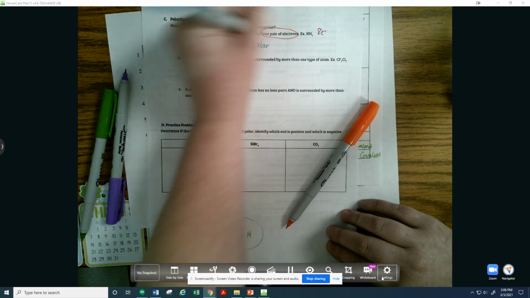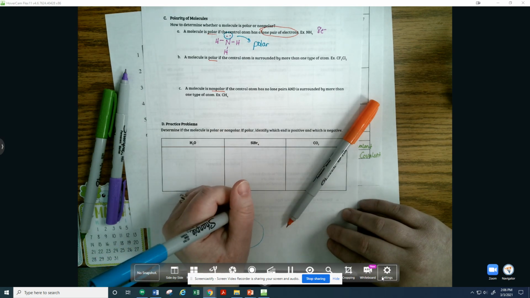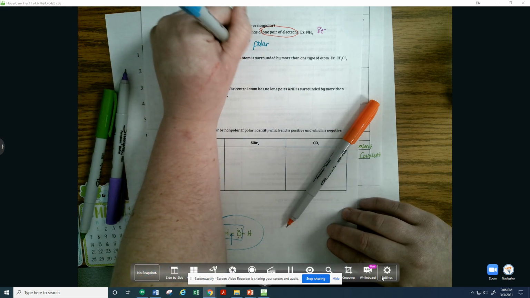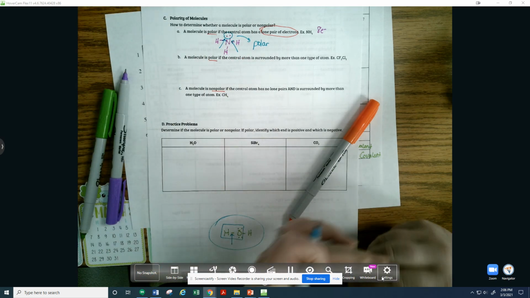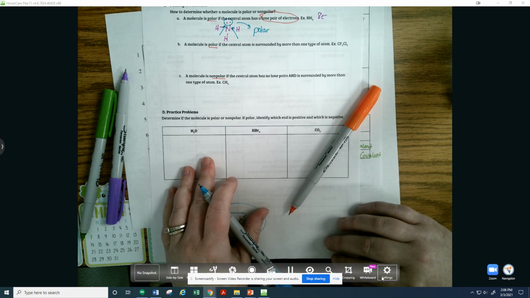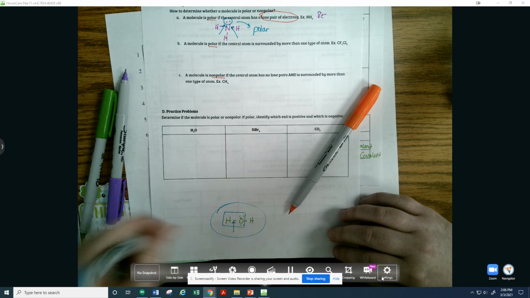It does not matter how many lone pairs you have on that central atom, it's going to have the electrons gravitating towards the nitrogen. So nitrogen's going to hog the electrons. Hydrogen's unfortunately not going to get a fair share of the electron pool.